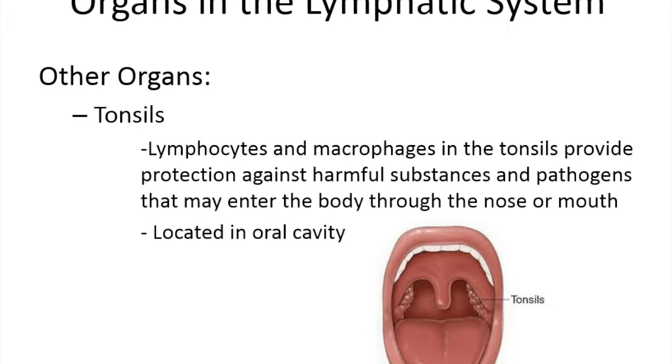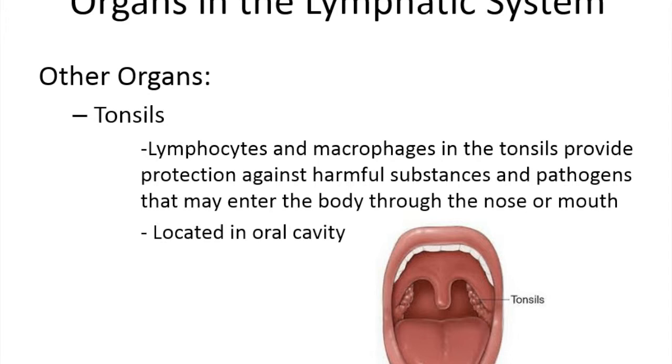So another organ in the lymphatic system is the tonsils. And lymphocytes and macrophages in the tonsils provide protection against harmful substances and pathogens that may enter the body through the nose or the mouth.